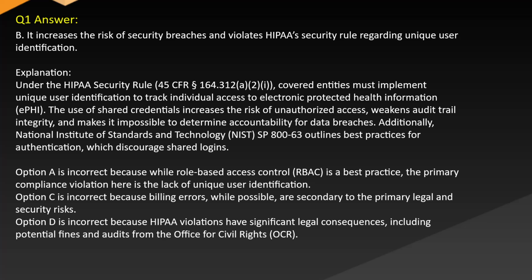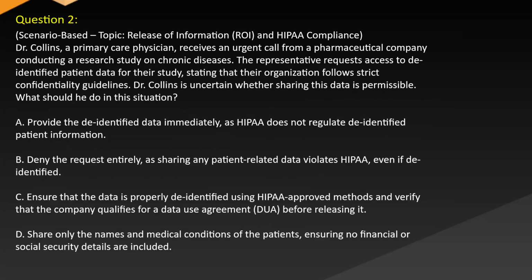Option A is incorrect because while role-based access control (RBAC) is a best practice, the primary compliance violation here is the lack of unique user identification. Option C is incorrect because billing errors, while possible, are secondary to the primary legal and security risks. Option D is incorrect because HIPAA violations have significant legal consequences, including potential fines and audits from the Office for Civil Rights (OCR).